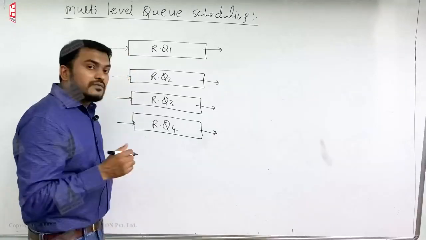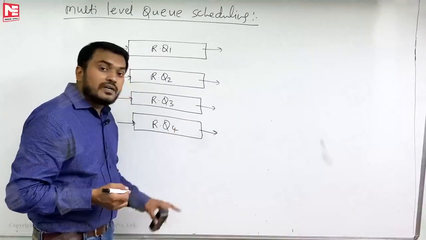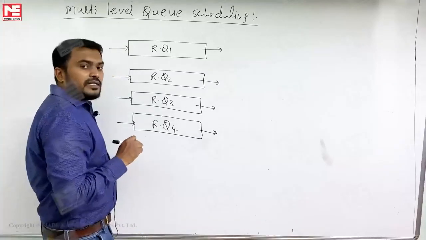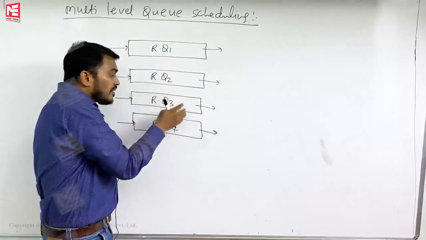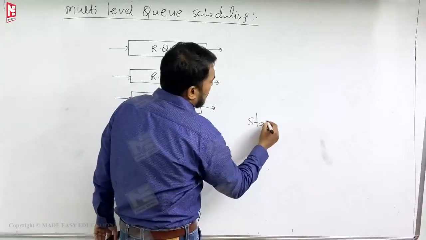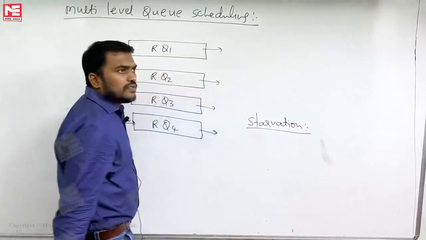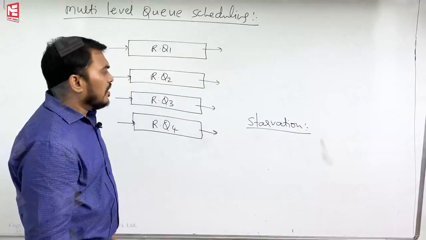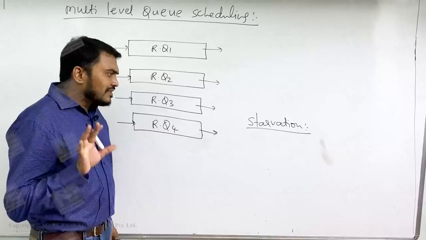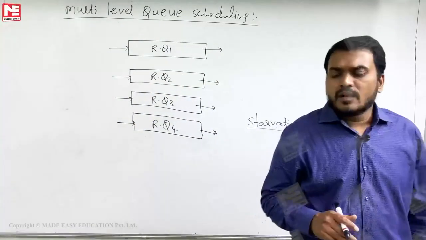Now remember, if this is the strategy followed, then the processes which are placed in the bottom level ready queue will suffer from starvation. Remember, the answer is not just to say that. What is the meaning of starvation, and how does this occur? Let us discuss that also. I will discuss everything in detail. Before that, make a note of all the points.